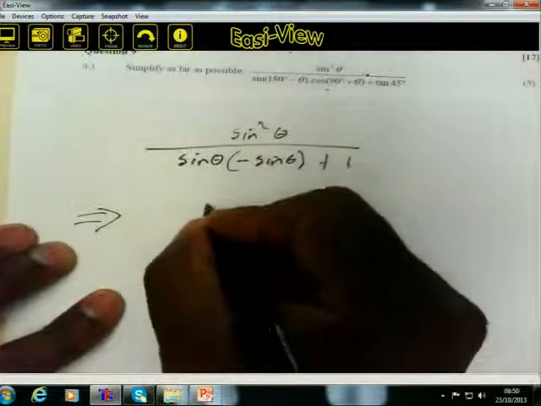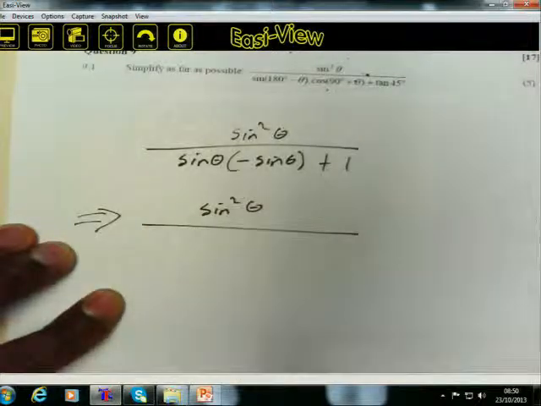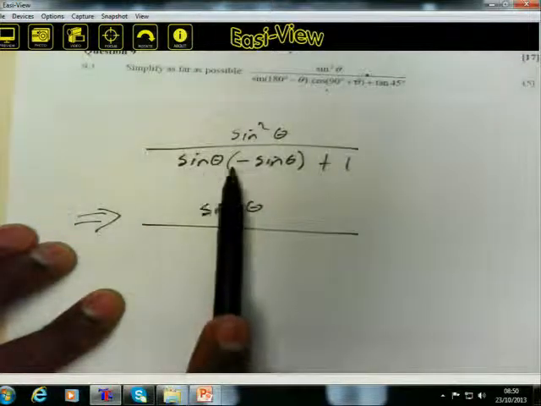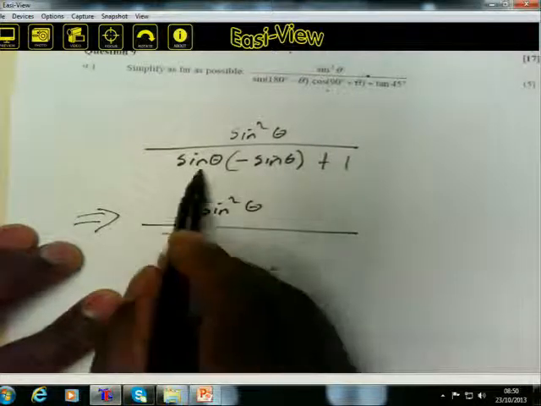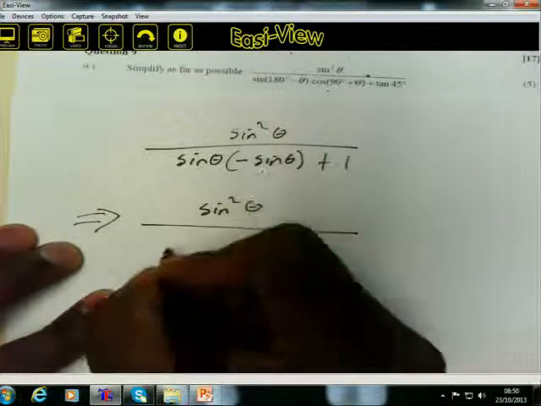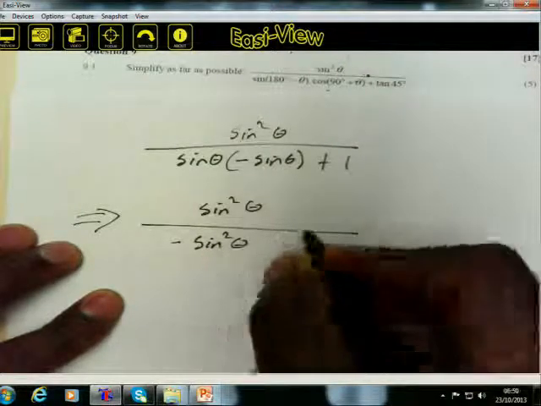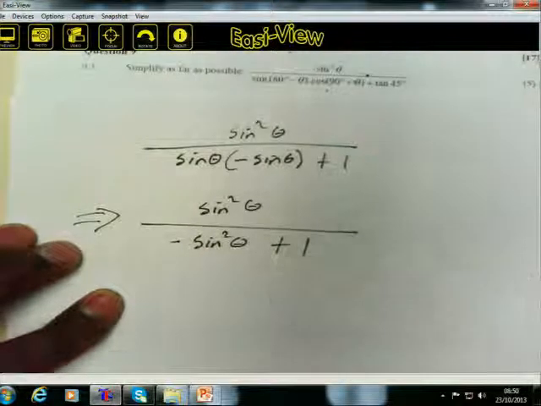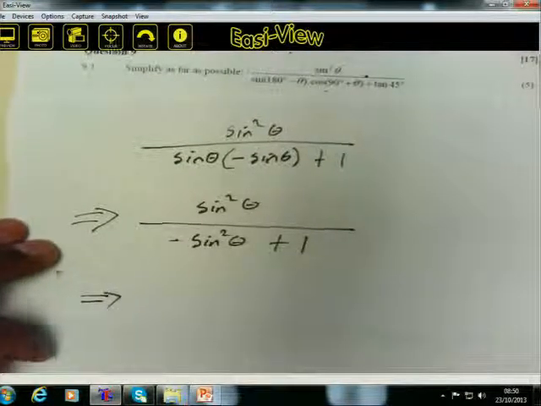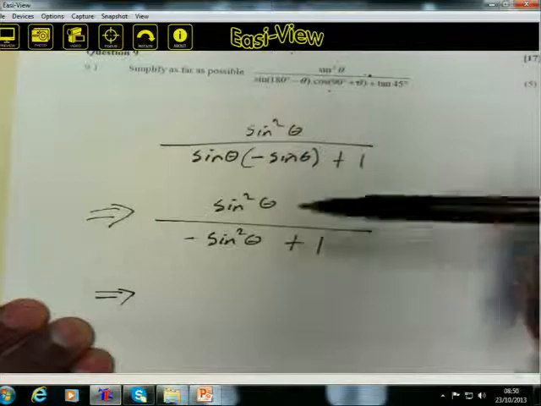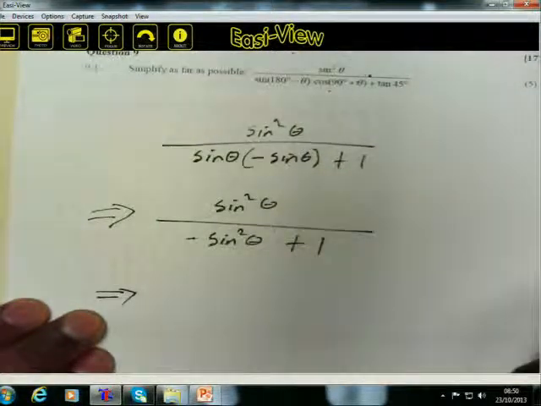We've got sine squared theta all over... Let's multiply. Sine theta multiplied by negative sine theta. Yes? Sine theta multiplied by negative sine theta. Then you've got negative sine squared theta plus 1. Next step. Let's check. Sine squared theta over negative sine squared theta plus 1.